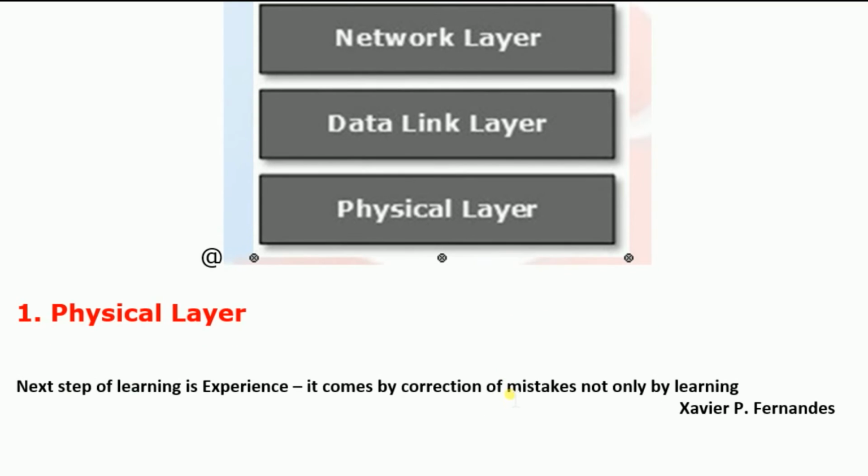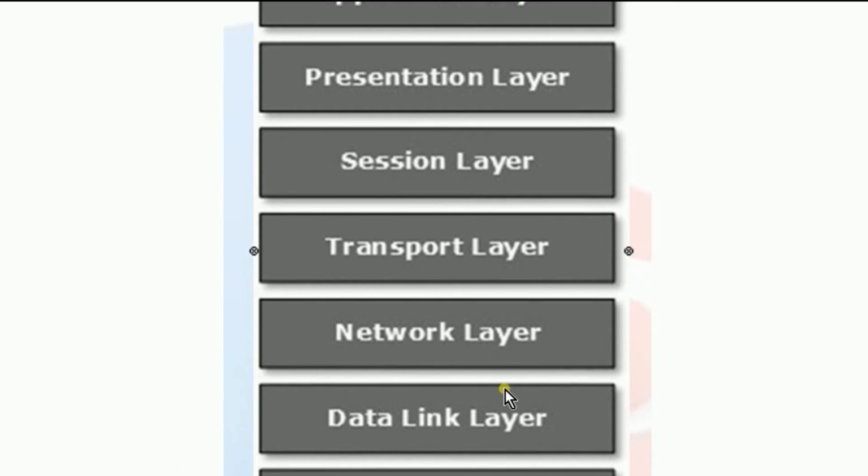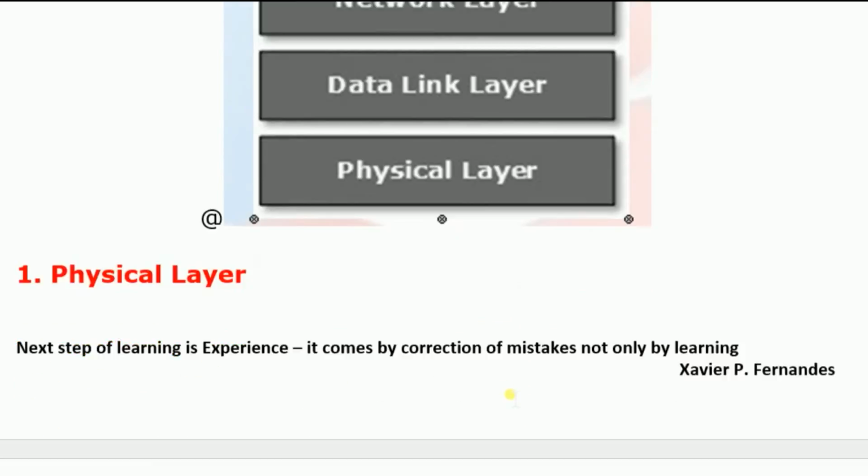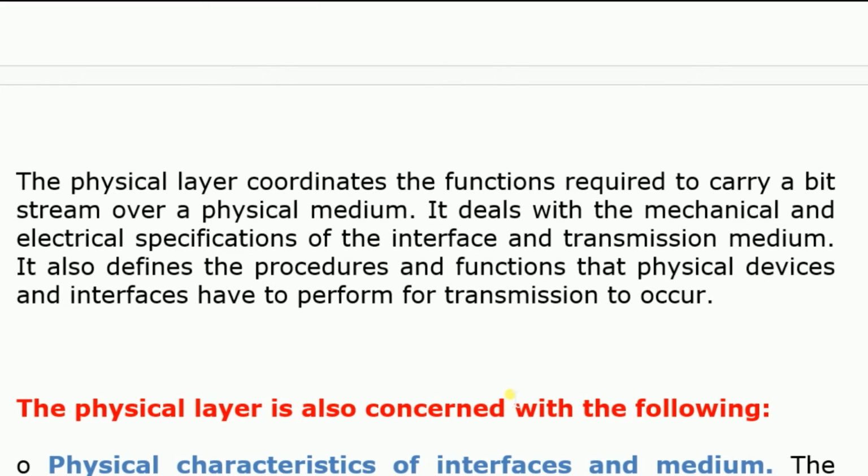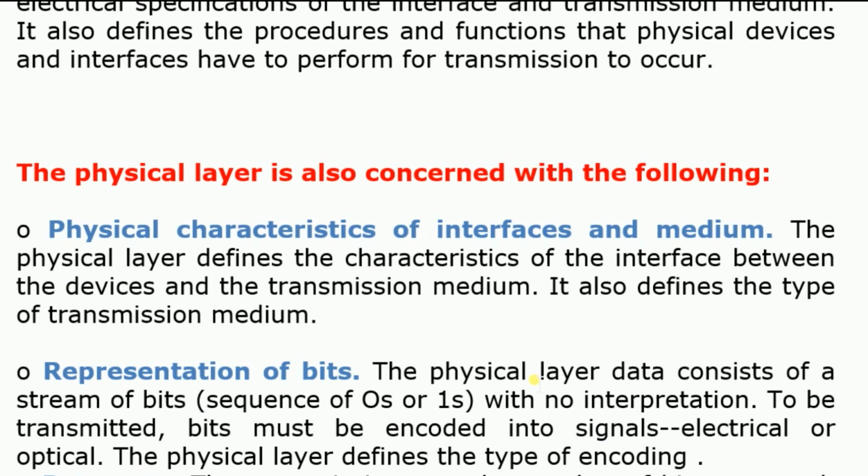Commonly we start from bottom to top. First one is the physical layer. The physical layer coordinates the functions required to carry a bit stream over a physical medium. It deals with mechanical and electrical specifications of the interface and transmission media. The physical layer is concerned with the following: the physical characteristics of interface and medium. For each device, the characteristics of the interface may be different, so it deals with that concept.